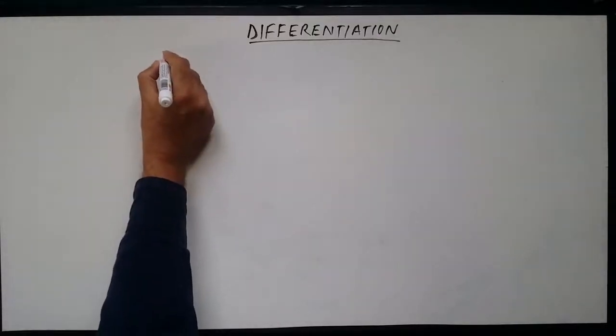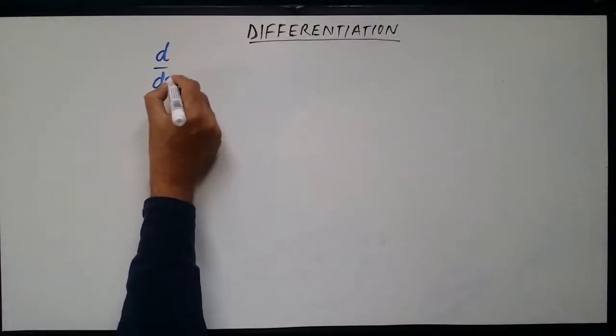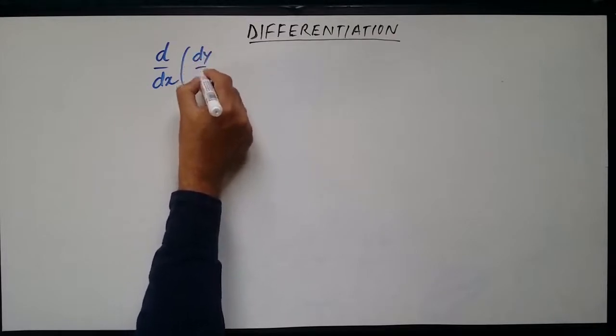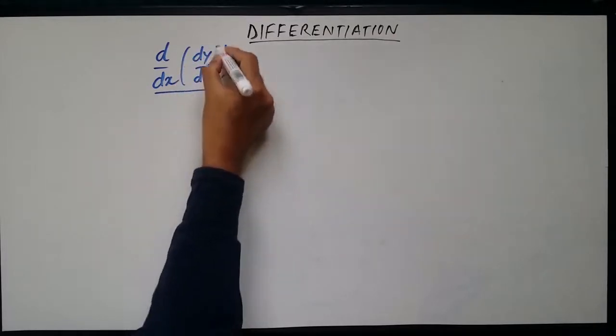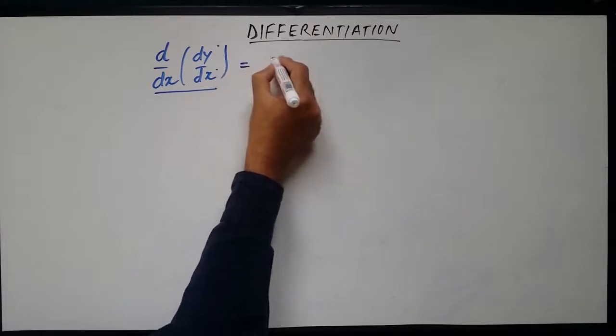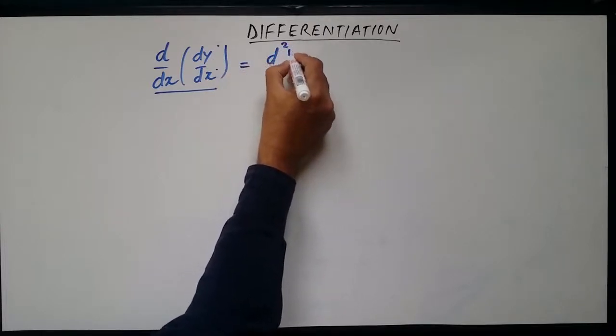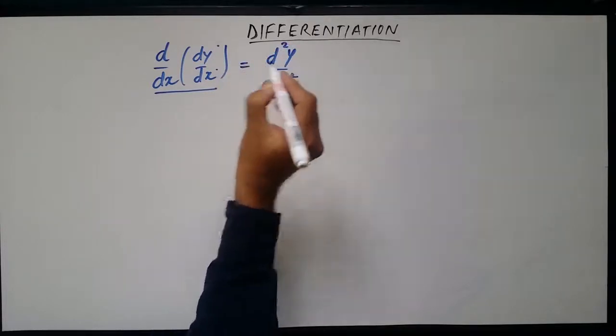Today we shall discuss what we mean by higher derivatives of differentiation. So we have done what is called dy by dx. dy by dx is the first derivative. Now the second derivative is the derivative of the derivative. That means d/dx of dy by dx. So this is the second derivative of the first derivative, also written as d2y by dx2.